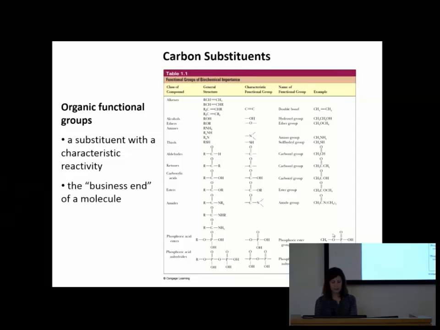All right, so these substituents, these functional groups, are really where the reacting is going to happen. And the reacting happens with the lone pairs on all these groups. So oxygen has how many lone pairs on it? Two. Nitrogen has one. Sulfur has two. So you see either an oxygen, a nitrogen, or sulfur on all of these, right? So that's what's going to be doing the reacting.